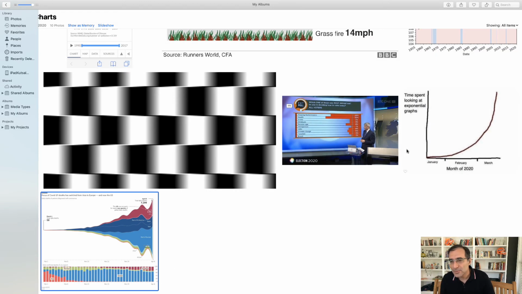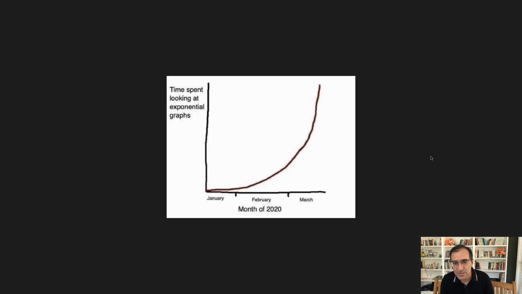Of course, these days we are spending a lot of time looking at these exponential charts, and the time spent looking at exponential charts is actually growing exponentially. All right, so this wraps up my lecture on good charts, and next time I'm going to switch gears and jump into Python and do some charts in Python as well. All right, bye now.